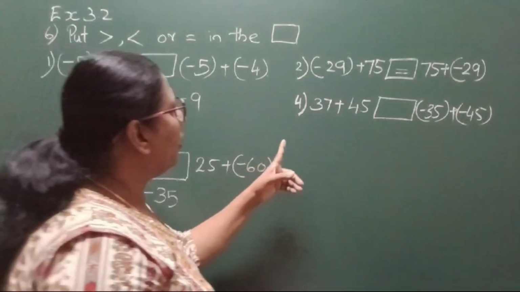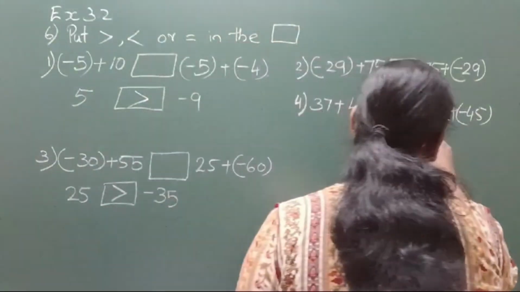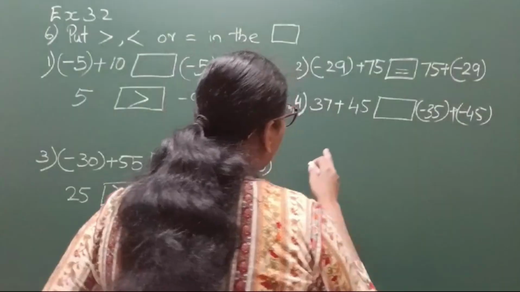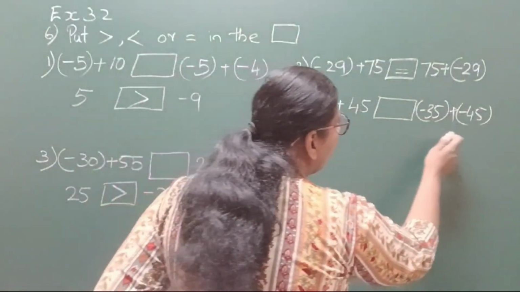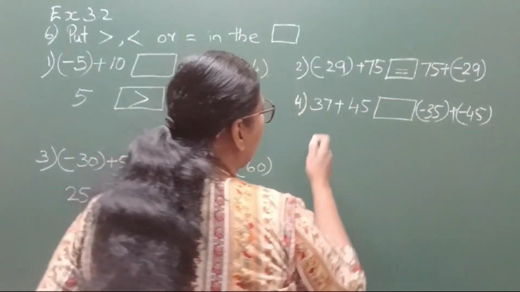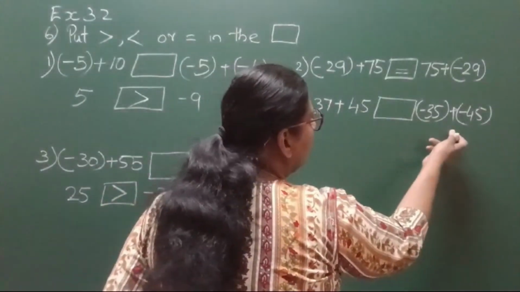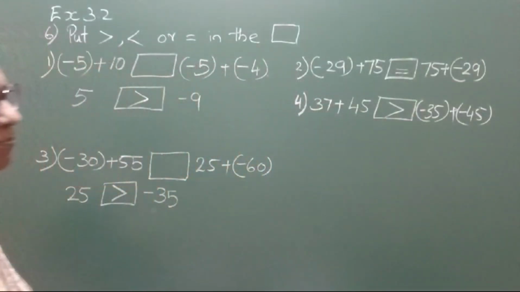Next, 37 plus 45, and minus 35 plus minus 45. Here both are positive integers, here both are negative integers. So of course we know that positive integers are greater than negative integers. So it will be the greater than sign.